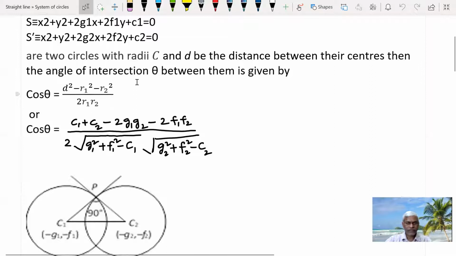If the angle between the two circles is theta, then cos theta is equal to d square minus r1 square minus r2 square by 2r1 r2, where d is the distance between the two centers. రెండు కేంద్రాల మధ్య దూరం d అవుతుంది. r1, r2 లు వృత్తాల వ్యాసార్థాలు, the radius of two circles.